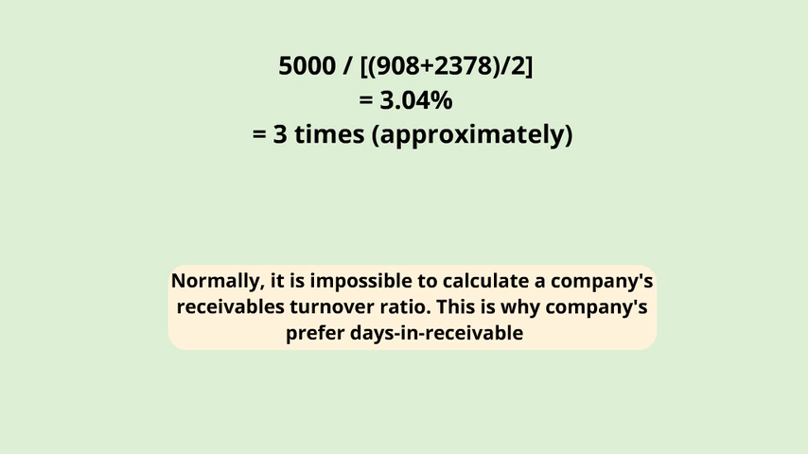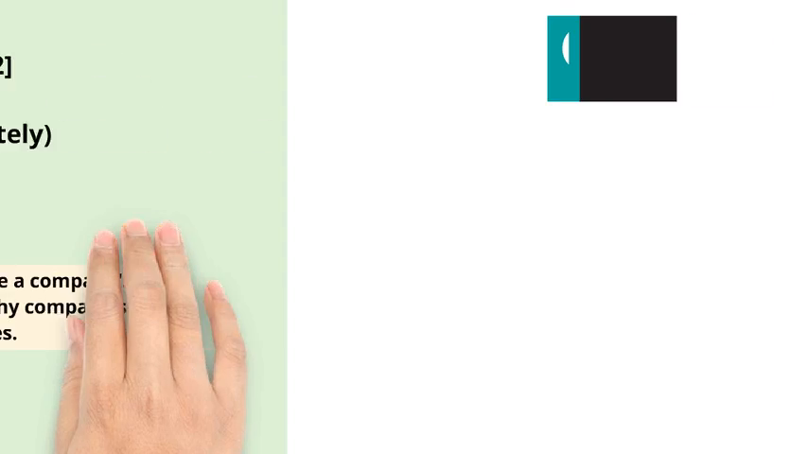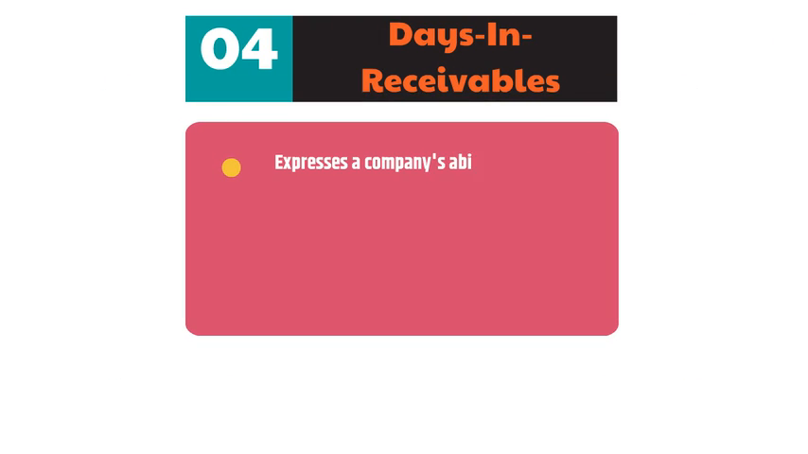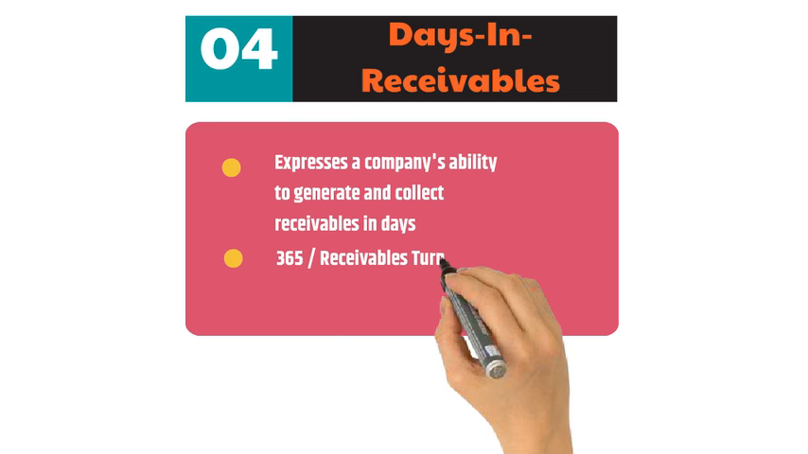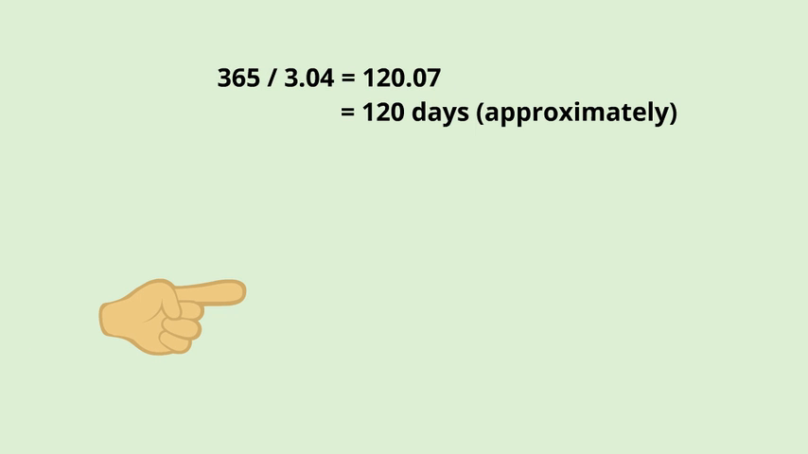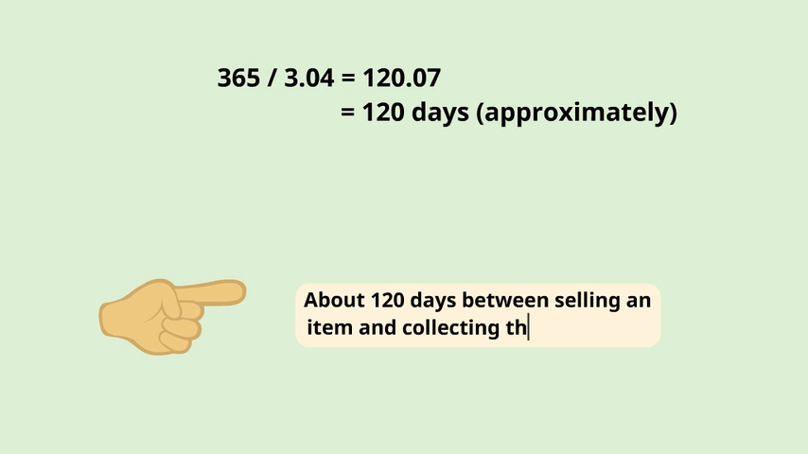However, companies prefer to use days in receivables. Days in receivables expresses a company's ability to generate and collect receivables in days. The formula is 365 divided by the receivables turnover ratio. Plugging that into the formula, it takes about 120 days between selling an item and collecting the receivable.